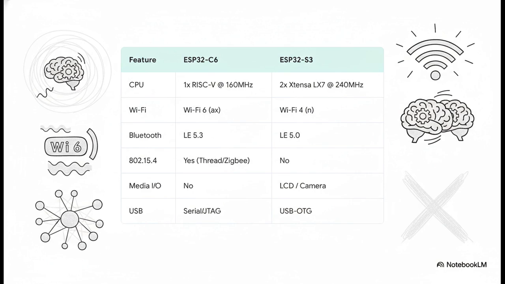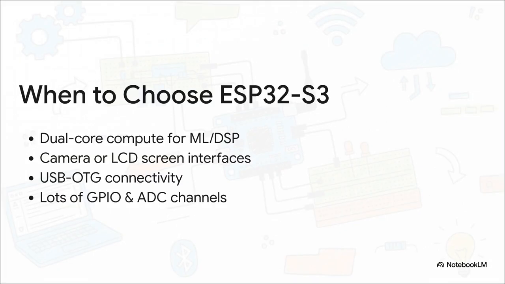And when you put them side by side, this is where the trade-offs become crystal clear. Look at the CPU. The S3's dual cores give it roughly double the raw performance of the C6's single core. But then you look at the radios, and the story just flips. The C6 has Wi-Fi 6, which is amazing for crowded networks, and it has that dedicated radio for Thread and Zigbee, something the S3 just plain doesn't have. So let's break it down.